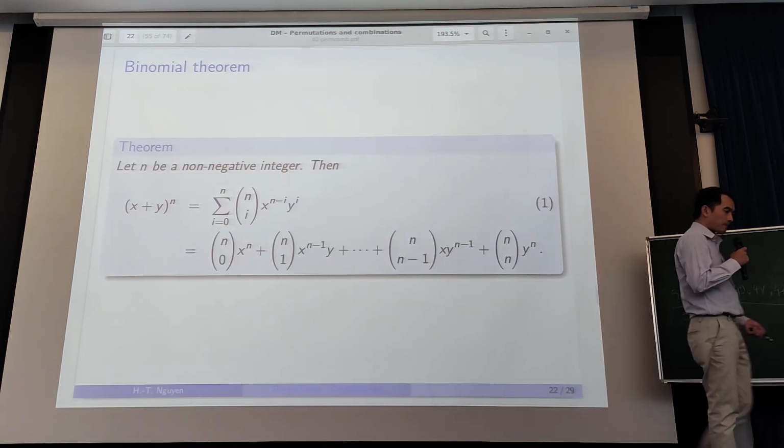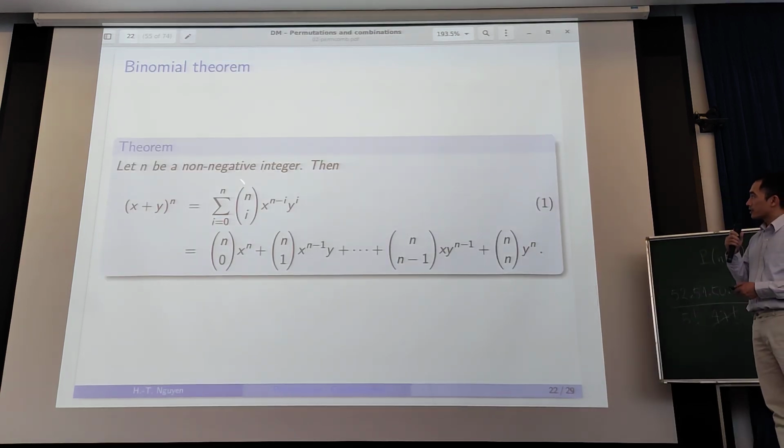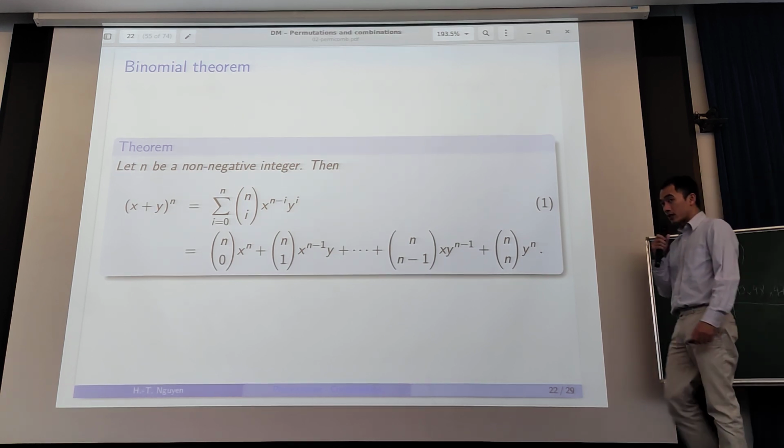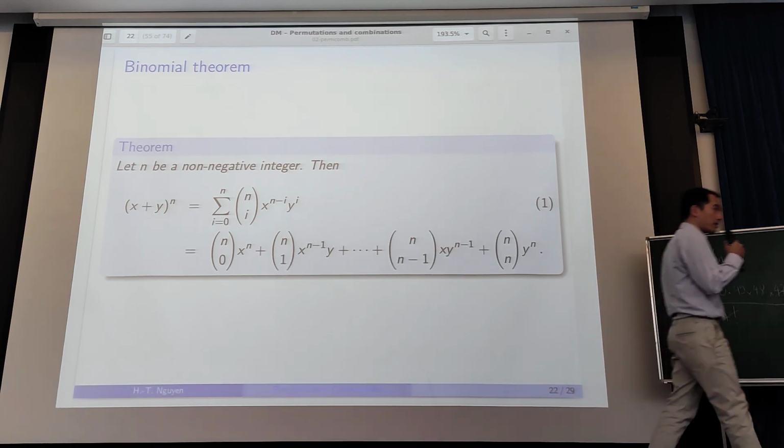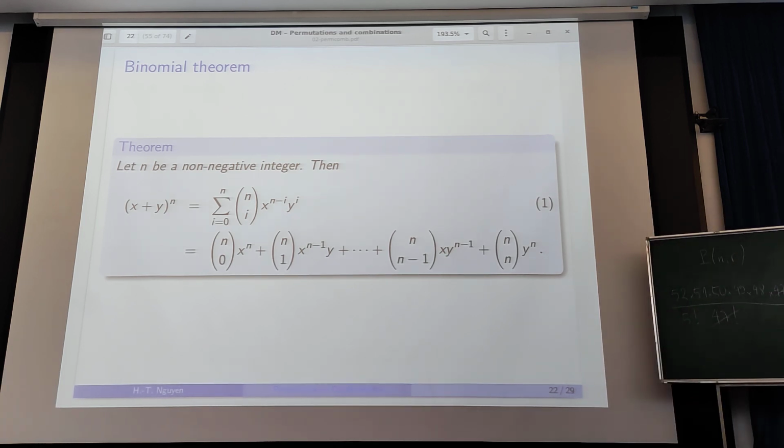So, sometimes you can see the numbers of combinations called the binomial coefficients, hệ số nhị thức in Vietnamese. Okay? So the reason is that they appear in this famous formula, which is sometimes called Newton's formula or binomial formula or Newton's binomial formula, công thức nhị thức Newton.